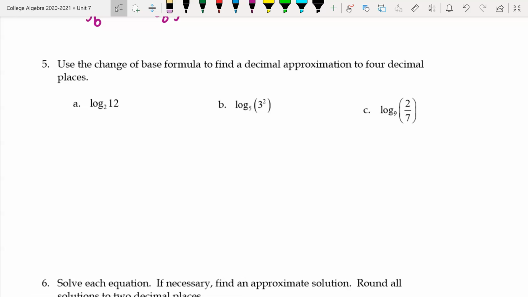So now it says use change of base formula to find a decimal approximation to 4 decimal places. So I'm going to do log of 12 divided by log of 2. Type that in my calculator. You should get 3.5849.